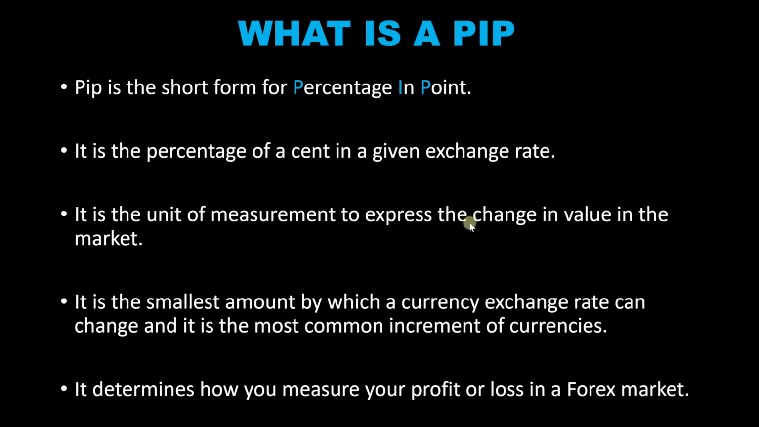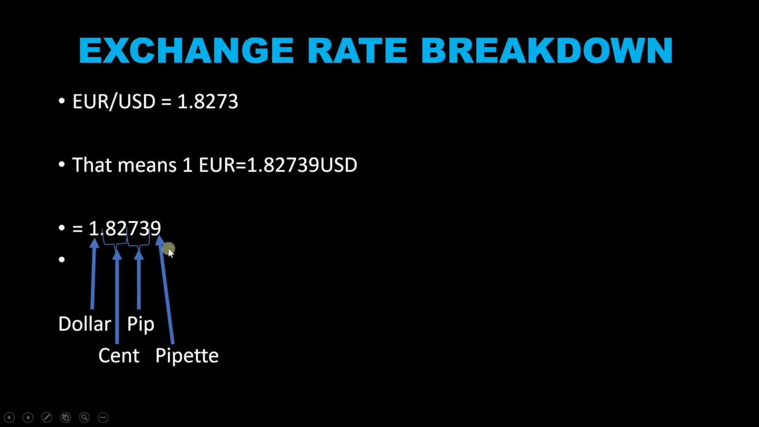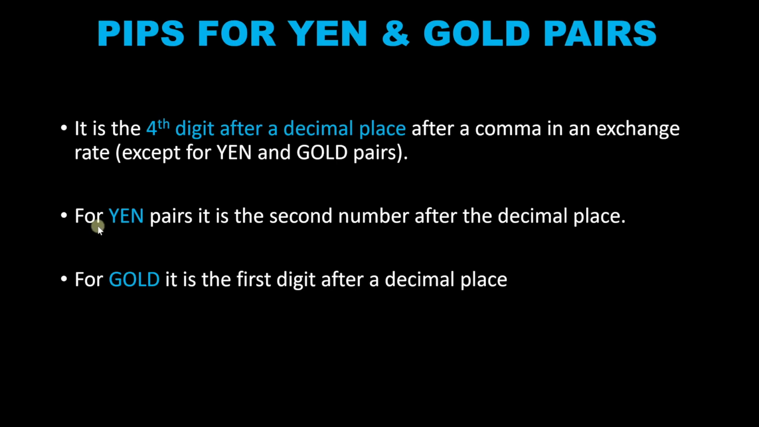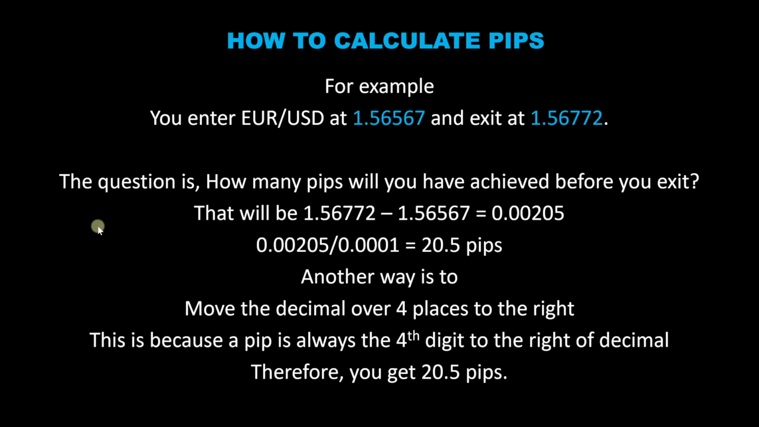And for the normal currency, the last one is the pipet, then the two before it are the pips, while the two here are the cents, and the last one is a dollar. So it's kind of different for gold and yen pairs. We're going to look at how we can calculate the pips.